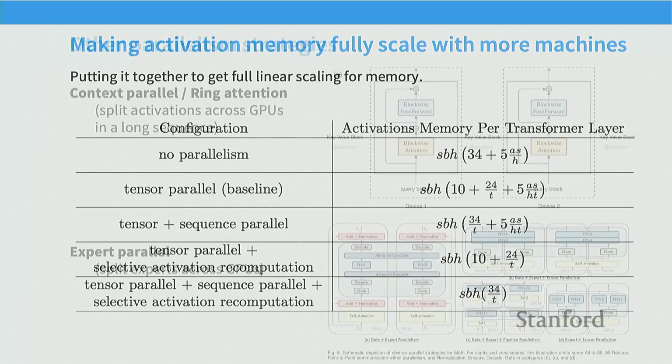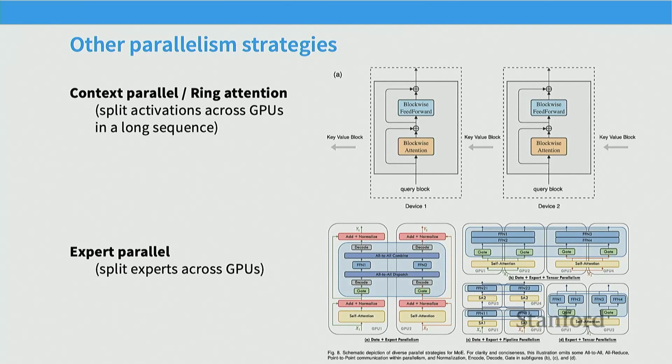Okay. Cool. All right. So there are a few other parallelism strategies that I'm not going to talk about, in the interest of time and of fatiguing you, because I think I've already dragged you through a whole bunch of low-level details about how to do parallelization. The first one I want to talk about is context parallel, or ring attention.